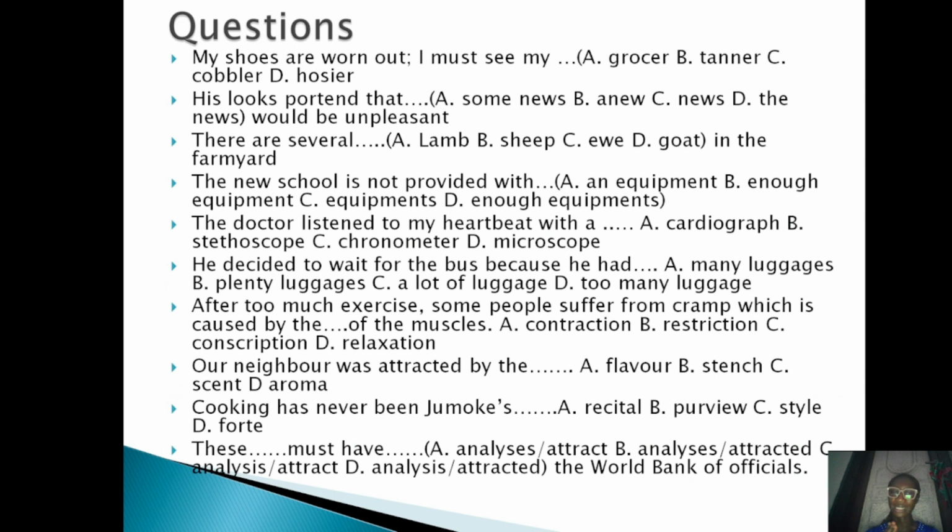Cooking has never been Jumoke's dash. A, recital. B, purview. C, style. D, forte. The correct option is option D. Forte means strength.